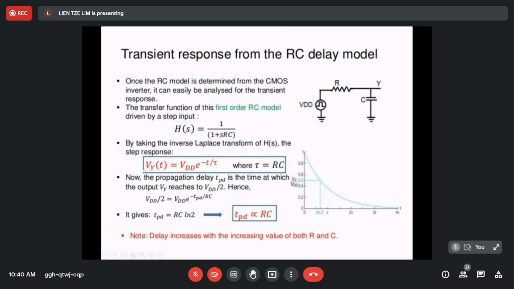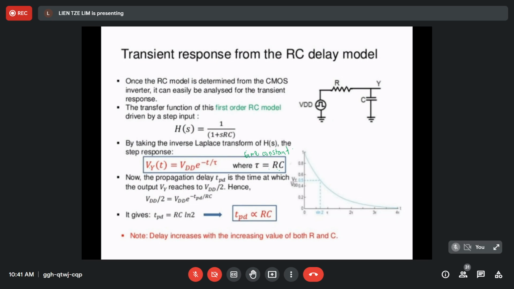This is the voltage: Vy equals VDD multiplied by the exponential of minus t over tau. Here tau means RC, and sometimes we call it the time constant. Based on the RC, the voltage Vy can be determined at whichever time constant we are at.